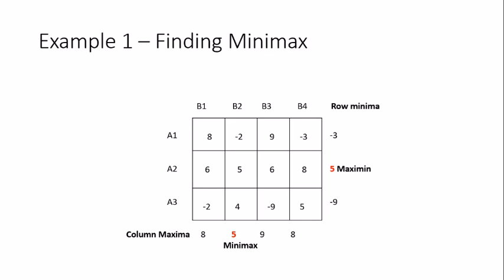So out of 8, 5, 9, 8, you can see in the second column the maximum was 5, in the third column the maximum was 9, and in the last column the maximum was 8.